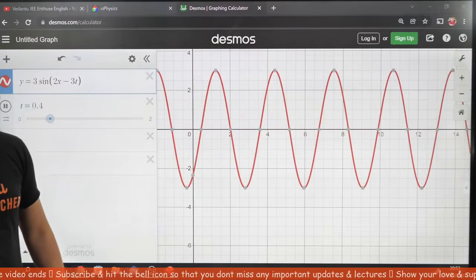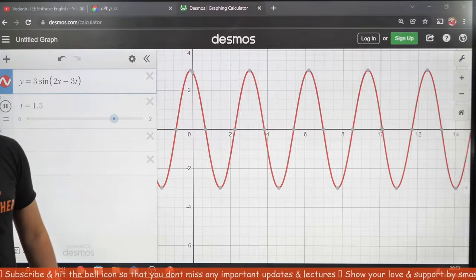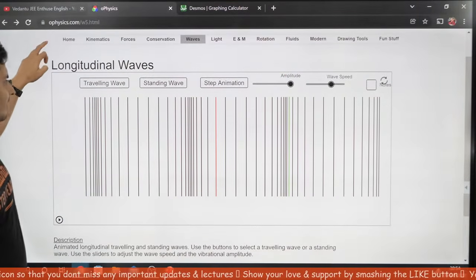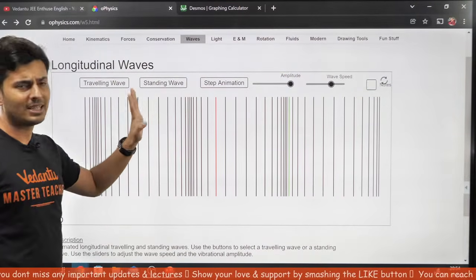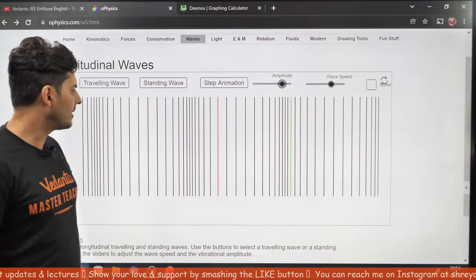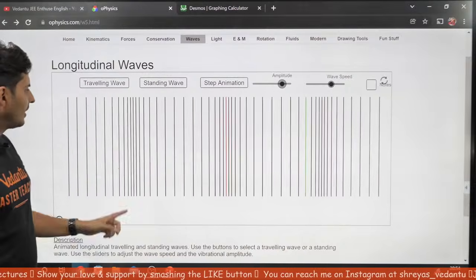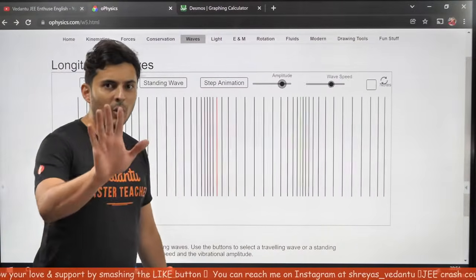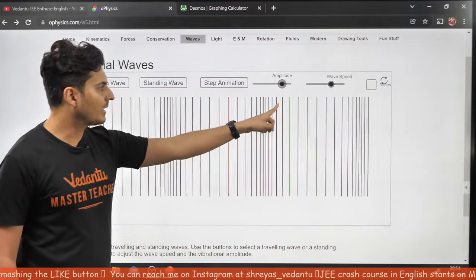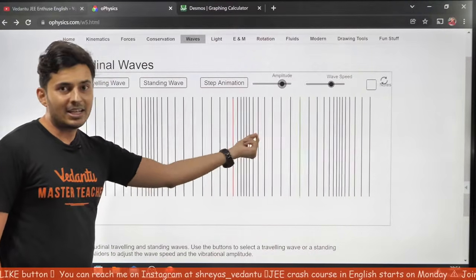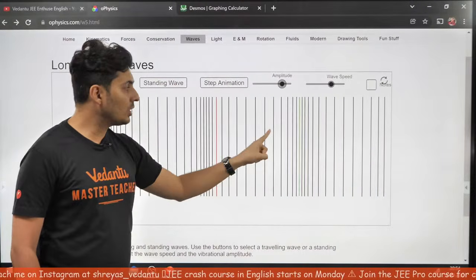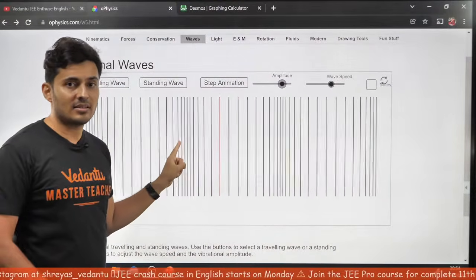That's the problem. So let me show you a longitudinal wave right over here. Look at this. This is a longitudinal wave. Don't worry about standing waves and all that right now. And let me just play this for you and see how it looks. Okay, I've just played it. This is a longitudinal wave. Observe any particle, or take this red line over here, or take that green line over there. These are particles which are going back and forth. The wave is going from one side to the other. The motion of the particle is in the x-axis.